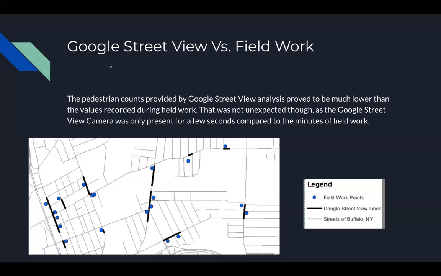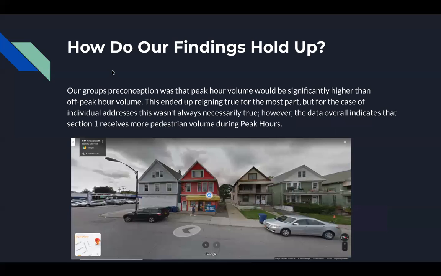So that's that. How do our findings hold up? We felt that they made sense, all things considered. The higher places were restaurants, the smaller places were things like convenience stores where you were more likely to drive to. They were on busy roads where there were sidewalks, but they were less used. The off-peak and peak made sense.